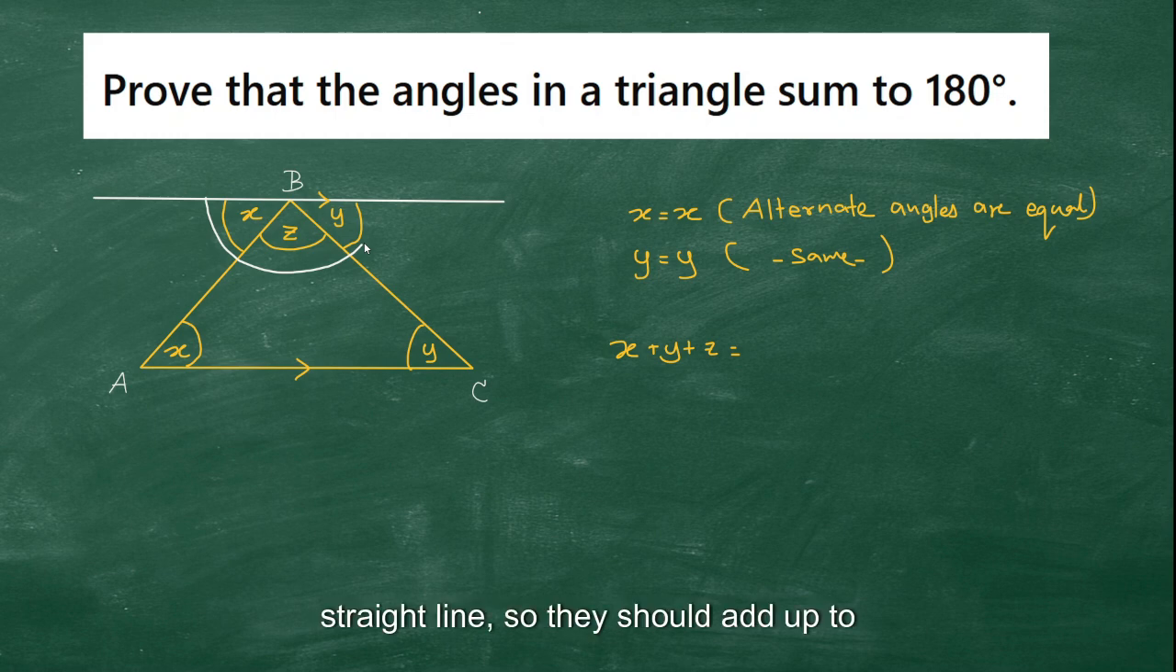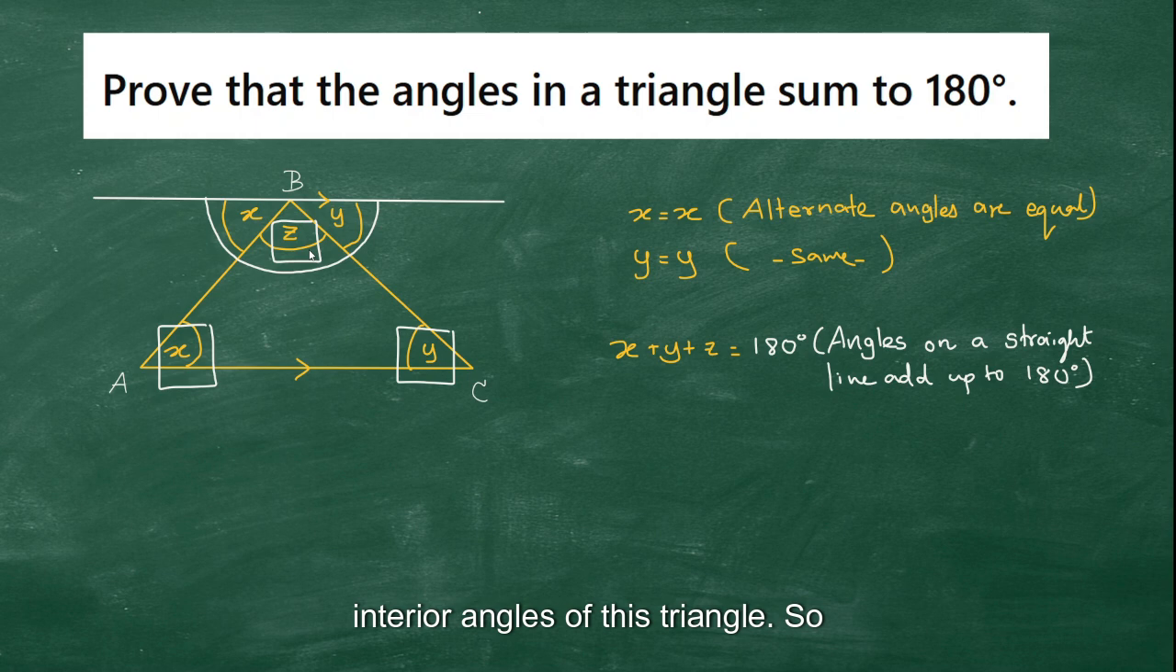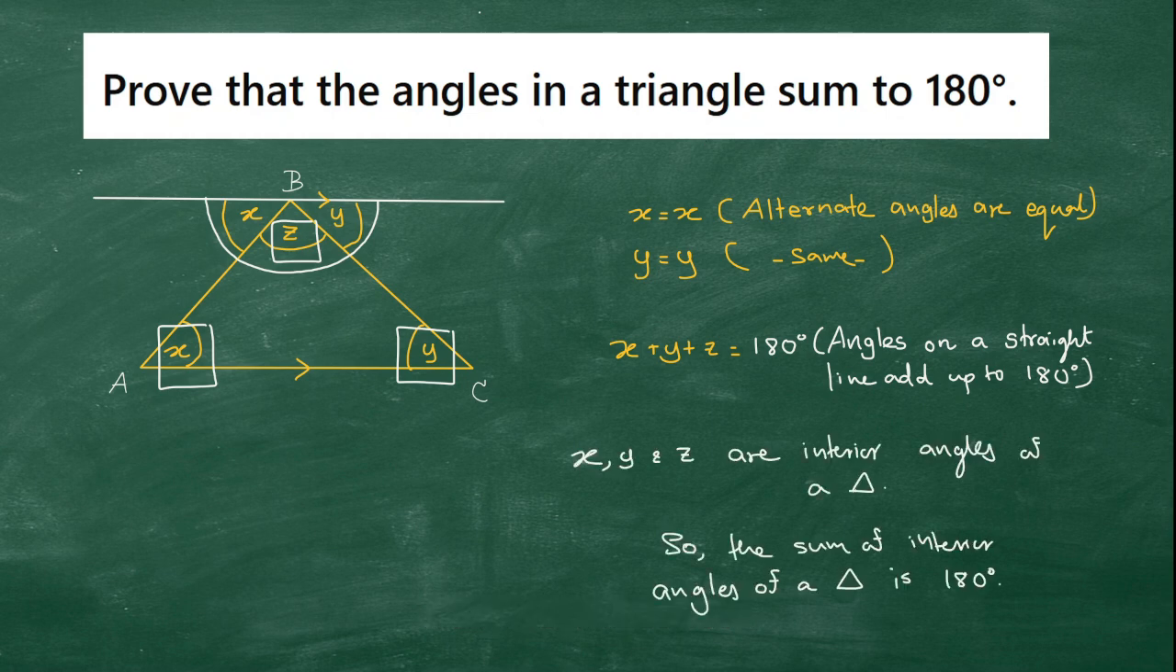So they should add up to 180 degrees. Now, you can also see this is X, this is X. So X, Y, and Z are actually the interior angles of this triangle. So we just proved that the angles in a triangle add up to 180 degrees. So we can write the conclusion like this.